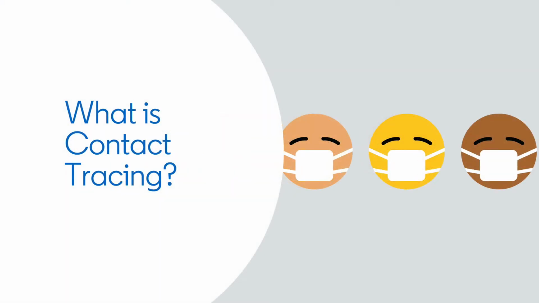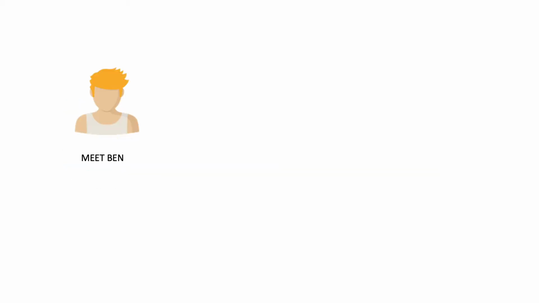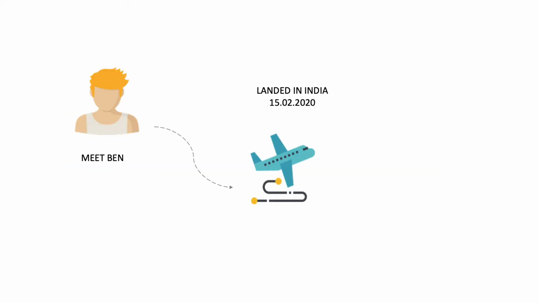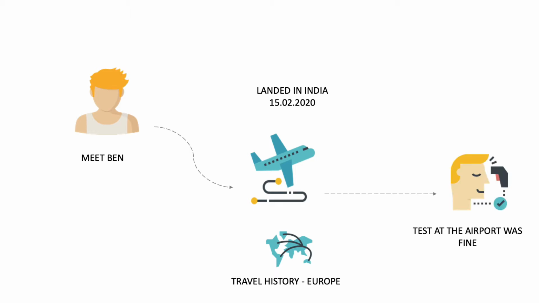Let's educate ourselves about what the government is doing in order to stop the spread of COVID-19. Meet Ben. He has a history of international travel. He boards a flight that is bound to India and he lands in India on February 22nd. He is scanned at the airport by the airport authorities and it turns out that he has no symptoms. And so he is sent home.